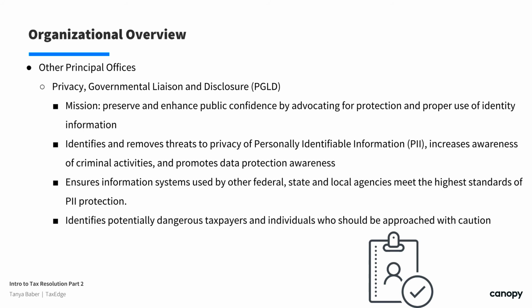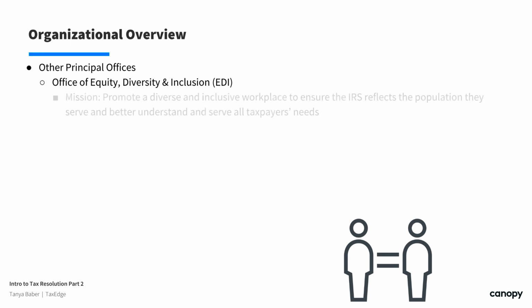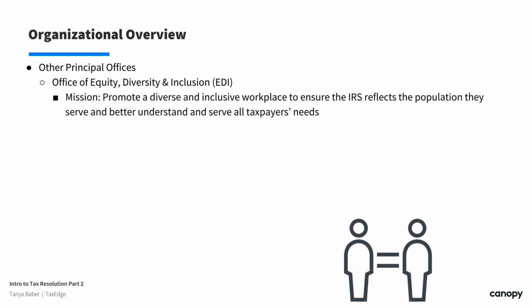One of the very last little notes for you here before we take a quick break: this relates more to their own HR, but if we look at the organization of the IRS, or their organizational tree, they have an Office of Equity, Diversity, and Inclusion, or EDI. Their job is to promote a diverse workplace, but what I found interesting is that they want to reflect the population they serve. So while they want diversity in their own workplace, they want to make sure that reflects the taxpayers they serve and try to serve all taxpayers' needs.